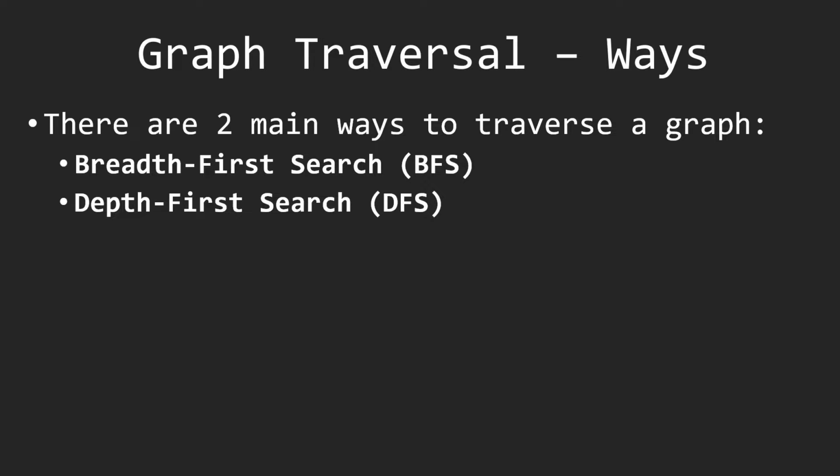All right, so there are two main ways to traverse a graph, and these two ways are basically breadth-first search, also known as BFS, and depth-first search, which is known as DFS. And these are the main two algorithms that we're going to look at in this video for graph traversals. There's a bunch of other ones, but these are the most fundamental and basic ones.